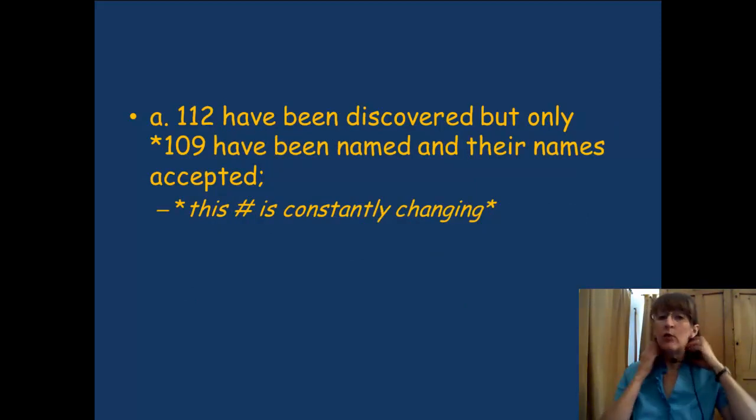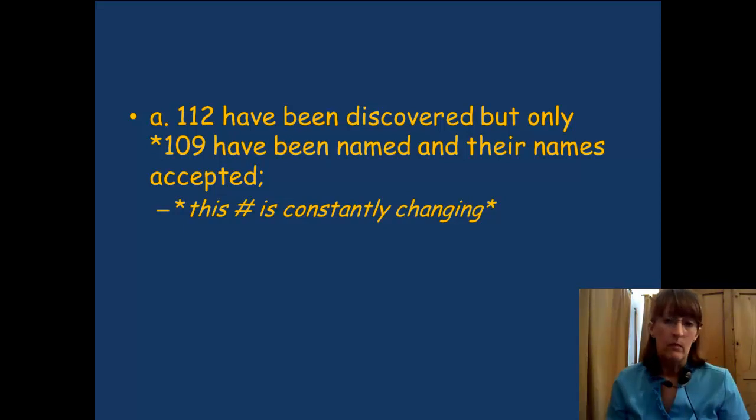There are 112. If you look at the periodic table that typically is in the front of the room, you'll see that it's got 112, 113, 14, 15. Some of the last ones don't have normal element symbols for them. We've got 112 that have been discovered, but only 109 have been named and their names accepted. However, this is constantly changing, so it just depends on the date that your periodic table was made.